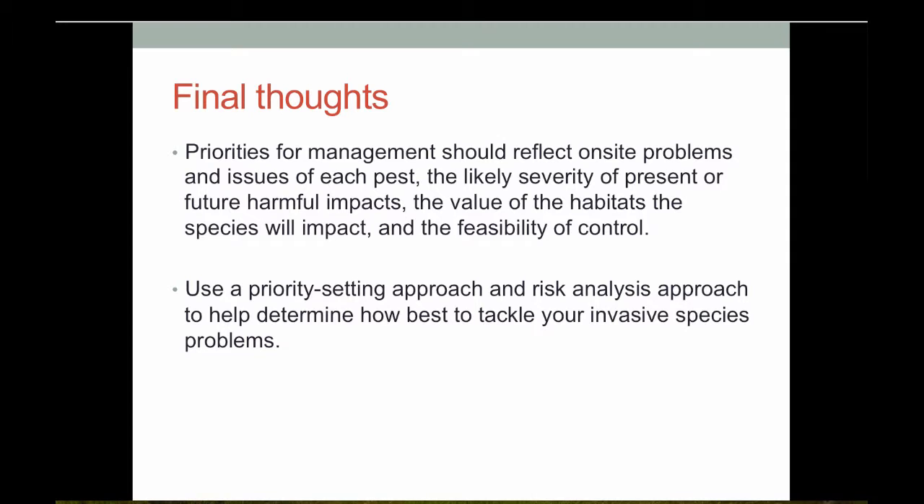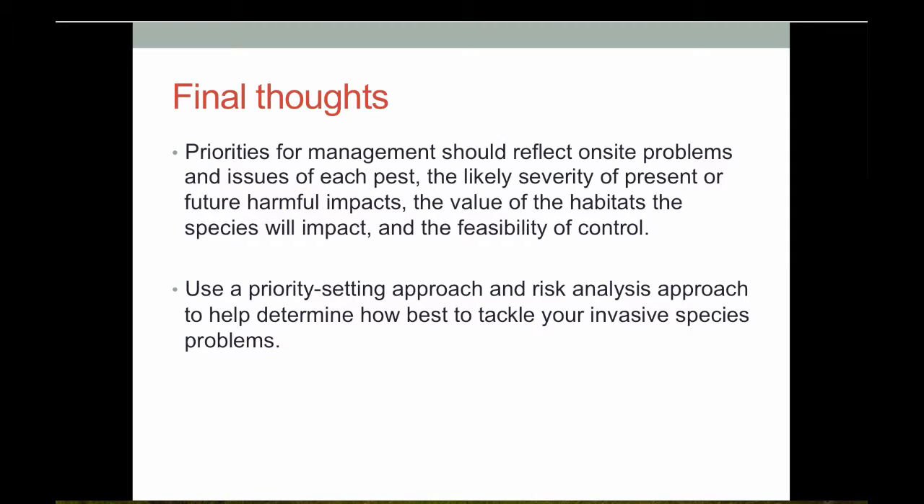And so what I would suggest is that you use a priority setting approach and risk analysis approach to help determine how best to tackle your invasive species problems when you're designing your restoration plan. So think about what the risks and what the benefits are of trying to control and eradicate each invasive species pest, and then create some priorities, because you are going to be dealing with limited resources.